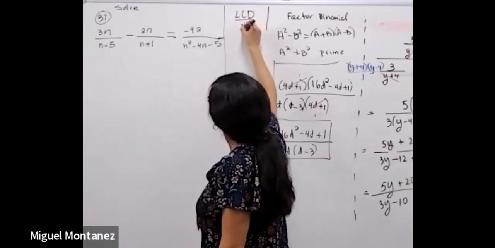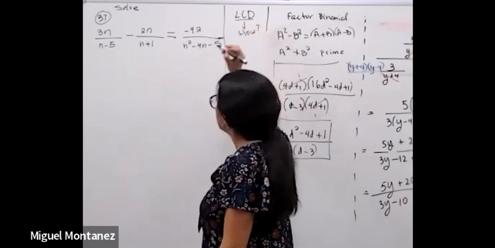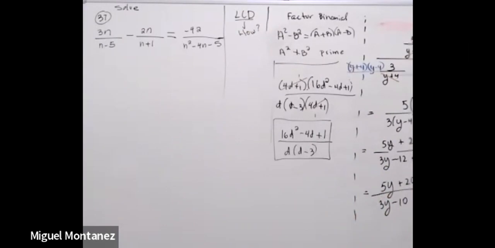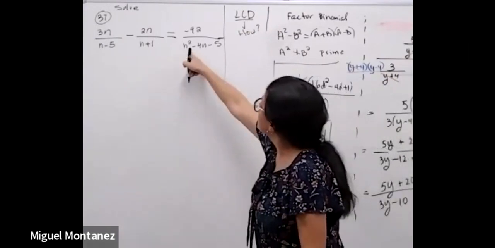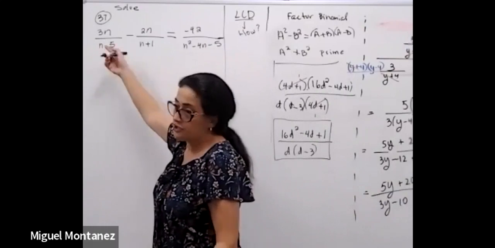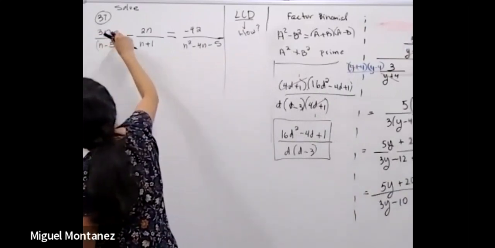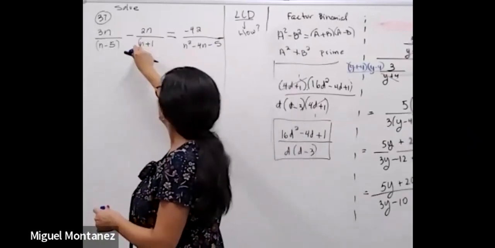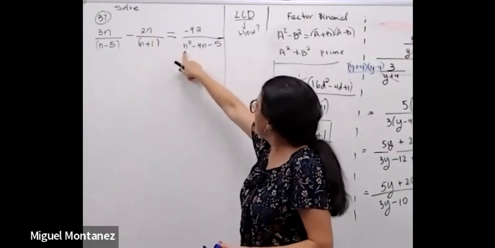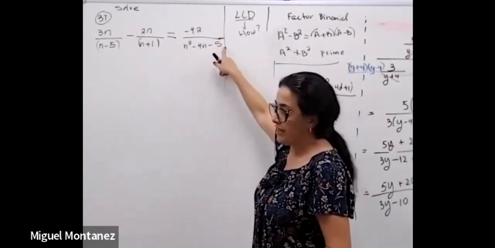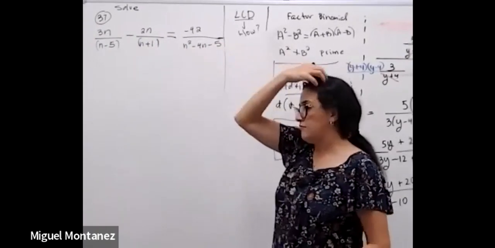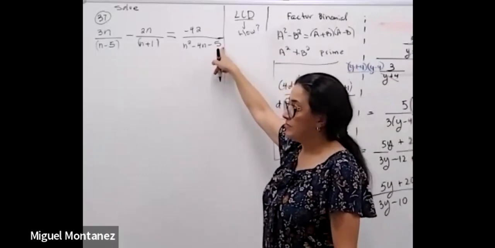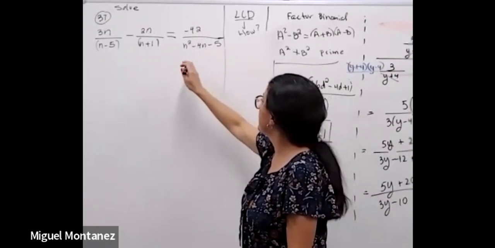How do we find the LCD? We have to factor the n squared. Exactly, we have to factor everything. Well, n minus 5 is done already, so I'm just going to put parentheses here. N plus 1 is also done. And now we're going to factor n squared minus 4n minus 5. Find two numbers that multiply to give us negative 5, so when we add them, we get negative 4. What do we get?